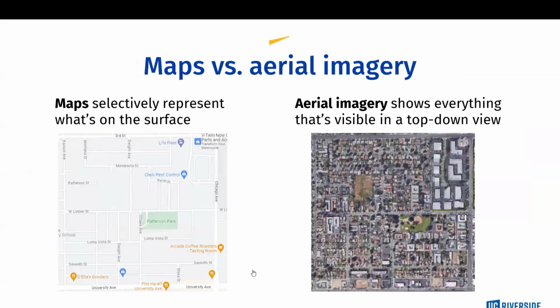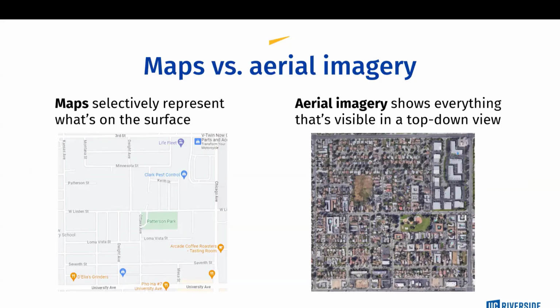Let's take a minute to just think about the difference between maps and aerial imagery. On your left on this slide, this is a couple of blocks of city of Riverside, just to the west of our campus. And this is a Google Maps. You might be familiar with looking at that kind of a map, and you can see the kind of features it has. It has streets, many of them labeled. It has a few businesses labeled. It has a park, that kind of thing.